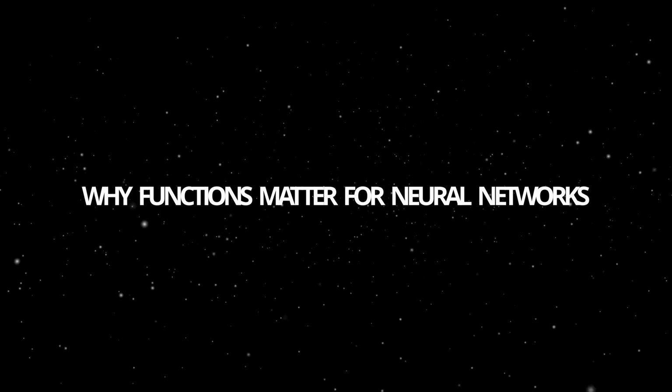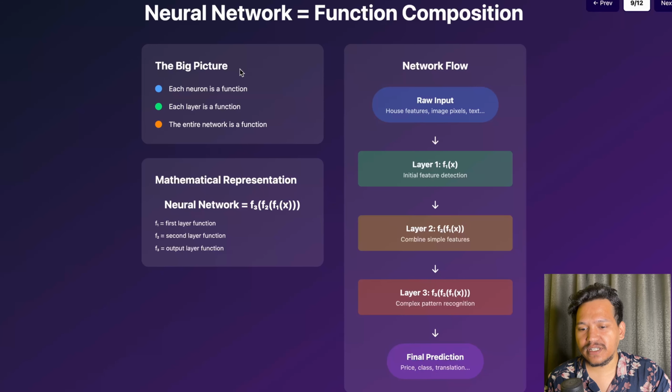So why does this matter for neural networks? Each neuron is a function. It takes input and produces an output. Each layer is a function. It transforms all its input. The entire network is a function. Input goes in, prediction comes out.